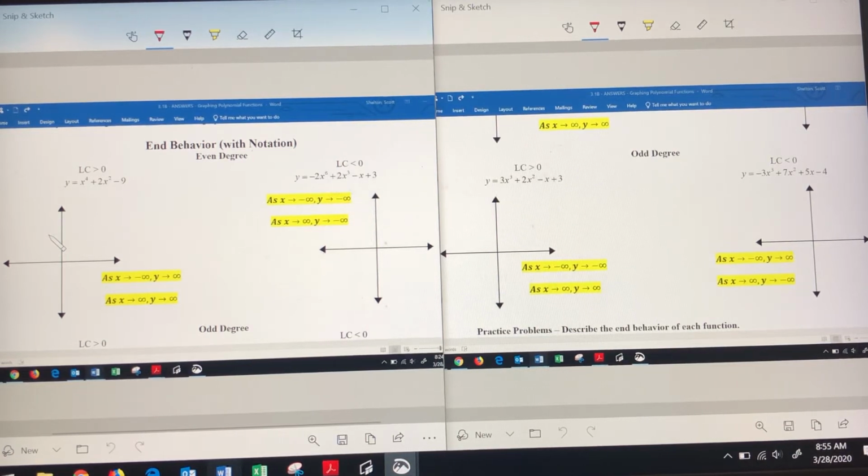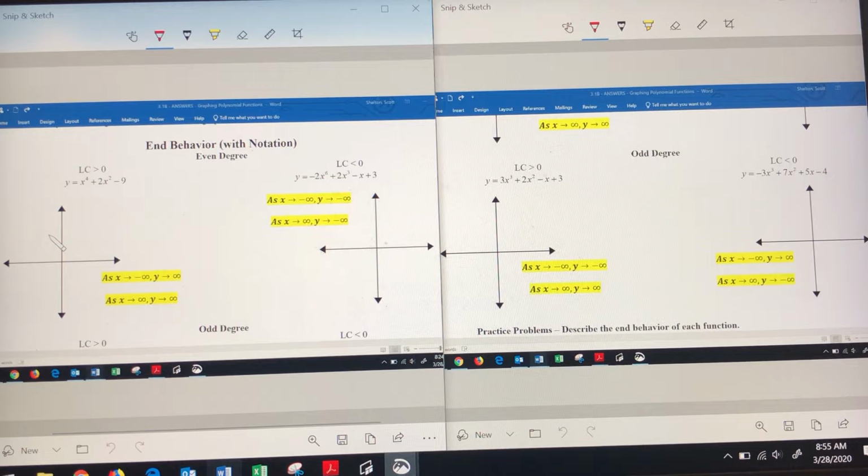All right, everyone. So this video is going to go along with the front page of the 3.1b notes on graphing polynomial functions. This is part one of these notes. We're going to talk about end behavior first, and then we'll talk about how to graph the in-between part of the function. So the end behavior will be the first thing we look at.